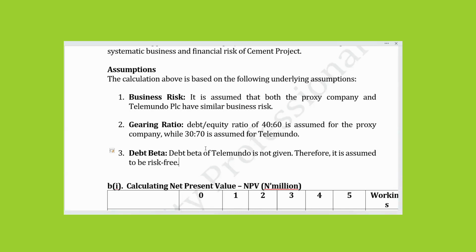But if I have used the debt beta of the proxy company for Telemundo, I will come here to say that the debt beta of Telemundo is not given. Therefore, the debt beta of the proxy company of 0.4 is used to regear the beta of Telemundo. That's all you are going to do. Okay, is it clear now?